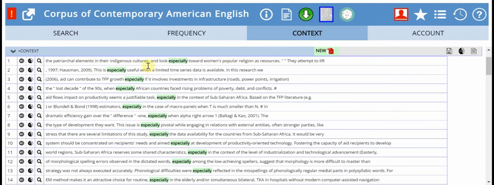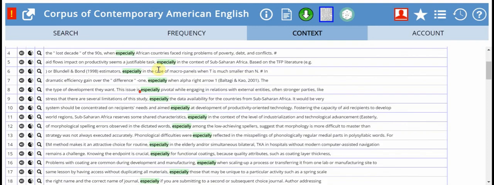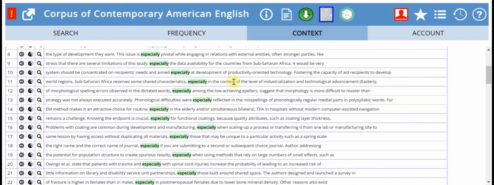This is especially useful. Contribute to TFP growth, especially if it involves... When especially African countries faced, especially in the context of, especially in the case of, especially when, especially pivotal, while, especially the data, aimed especially at, especially in the context of, especially among the, especially reflected in, especially for, especially when, especially those, especially if.